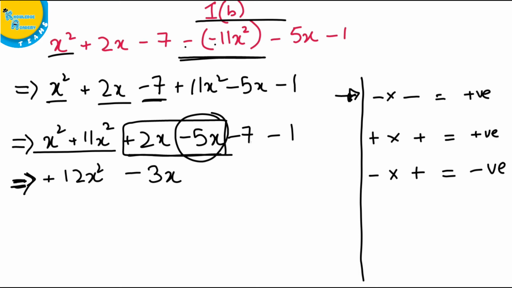So what have I told you? When both of the terms have the negative sign, the operation will be addition. So minus 7 minus 1 is 8, and the sign will be minus. This is it, that's the answer.